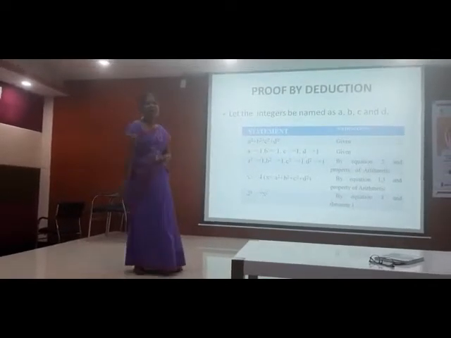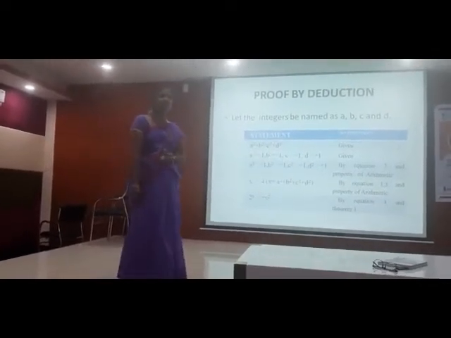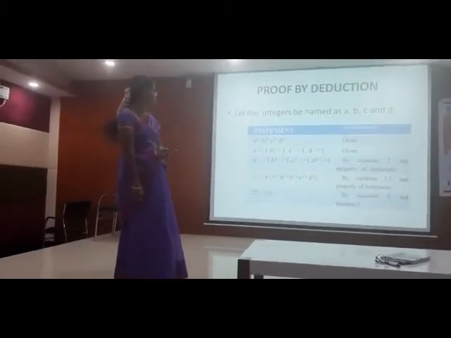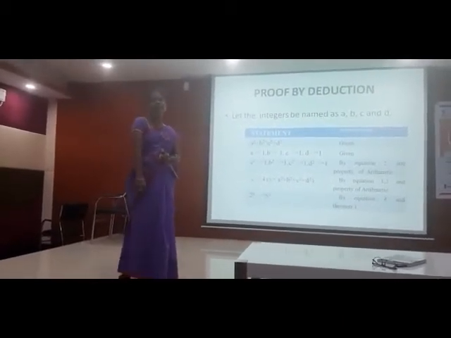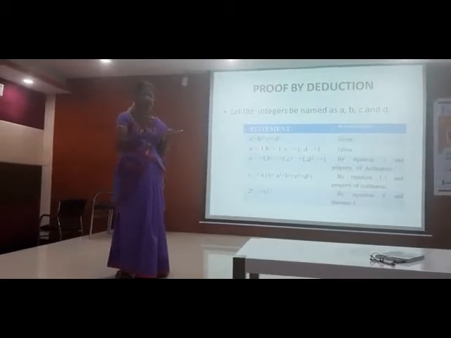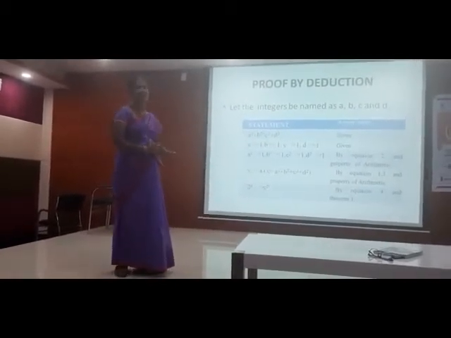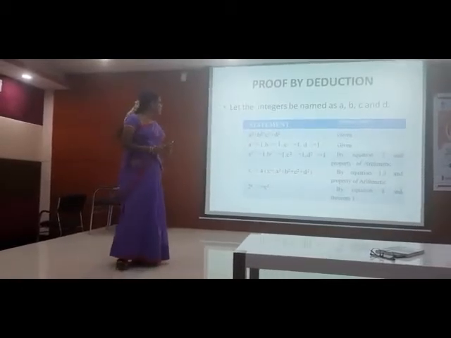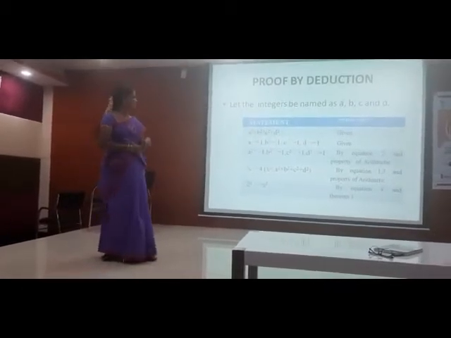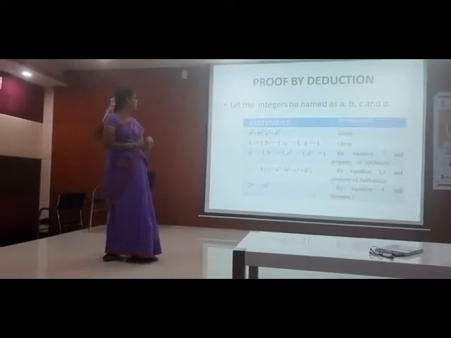Then you add and square it, you will be getting a square plus b square plus c square plus d square. Sum of square of 4 positive integers. A is one positive integer, b is another positive integer, c and d are also positive integers. So a square plus b square plus c square plus d square is given. Sum of square of 4 positive integers.